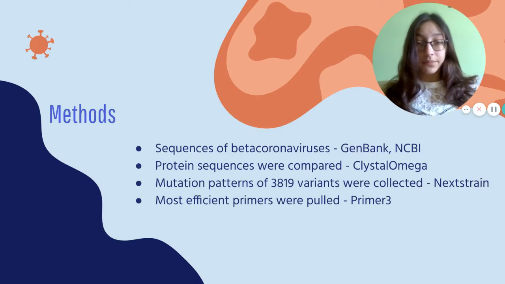Materials and methods. Sequences of beta coronaviruses were taken from GenBank NCBI. Protein sequences were compared using Clustal Omega. Mutation patterns of 3,819 variants were collected using NextStrain, and the most efficient primers were pulled using Primer3.